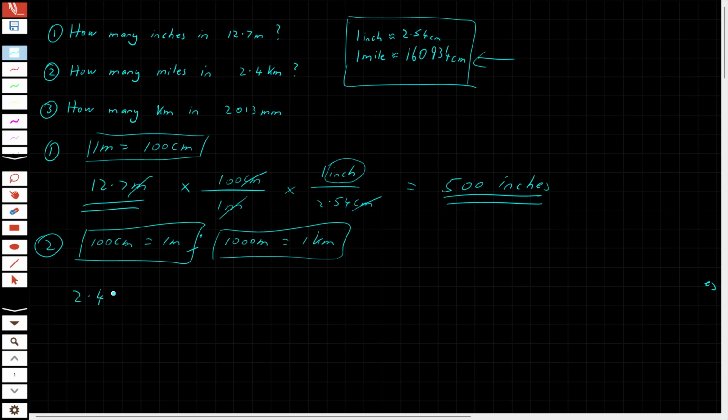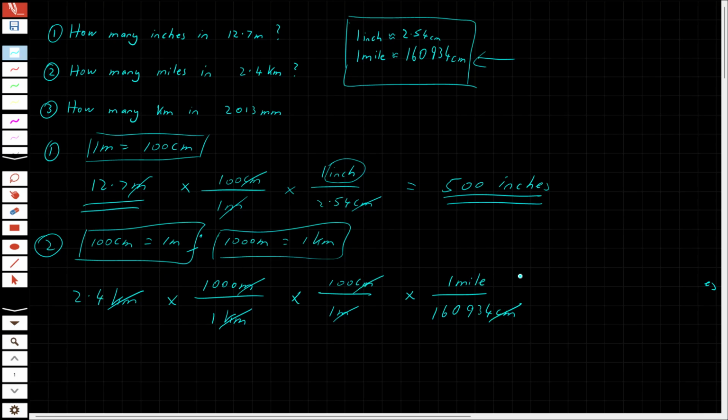So 2.4 kilometers times 1 kilometer, because I need to cancel out that kilometers, is equal to 1,000 meters. Also need to cancel out that meters and get it into centimeters. 1 meter is equal to 100 centimeters. Now we convert the centimeters to the mile. 160,934 centimeters is equal to 1 mile.